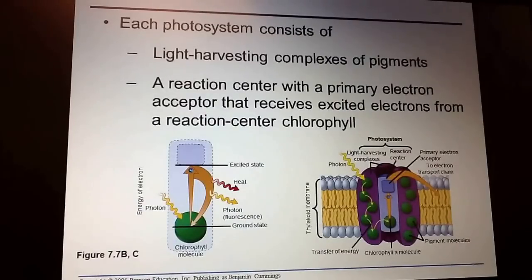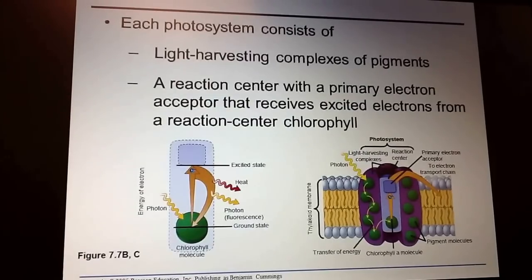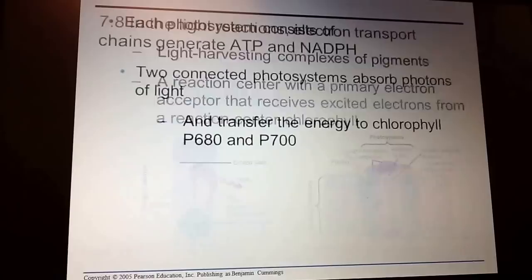So again, a photosystem is made of two parts: the light harvesting pigments, which is mainly our chlorophyll, and then in the center of that is the reaction center, and that's where all of that energy comes in and gets transferred and given to the electron that we've taken from water.